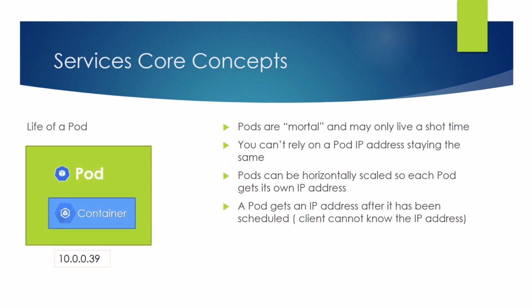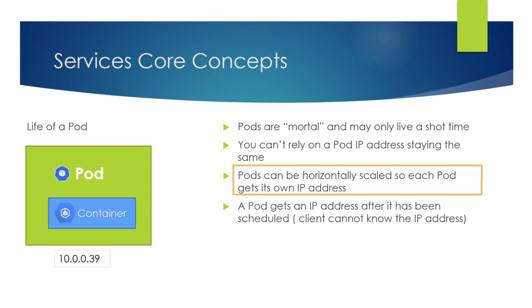When it comes to the life of a pod, we know that pods are mortal, if you will, and they may only live a short time. Of course, that depends on the pod. You could have pods that stay around for a long time, but you just never know. So you can't rely on pod IP addresses staying the same, because if the pod gets rescheduled and comes up as a new pod, it's going to get a different IP address.